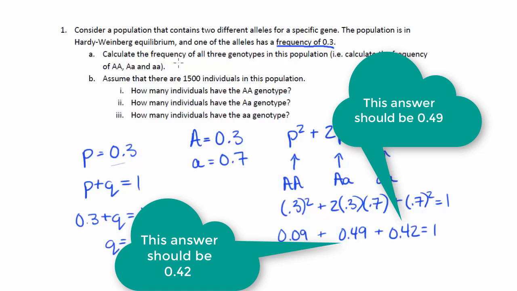Okay, so just to sum up what we've solved up here, the frequency of big A, that is this right here. So that is equal to 0.09, or you could say 9%. The frequency of the heterozygous is equal to this, so 0.49 or 49%. And the frequency of little a is equal to this, or 0.42 or 42%.